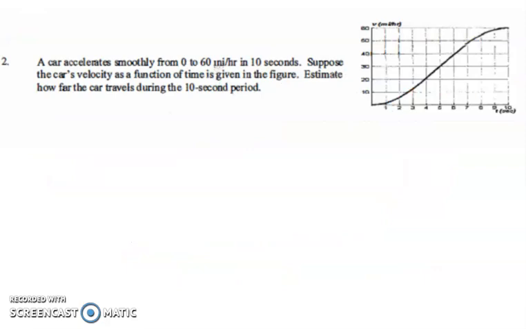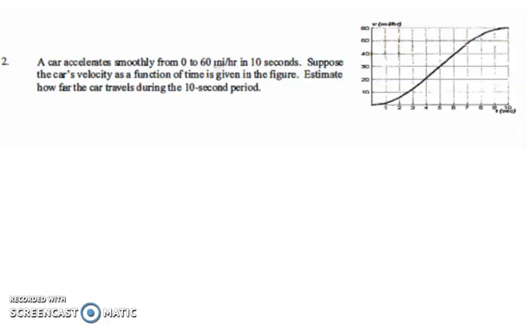For problem 2, we're told that this car accelerates from 0 to 60 in just 10 seconds. The 0 to 60 is in miles per hour, and of course our units for time are in seconds, so we already have a units mismatch. Suppose that the car's velocity is given. We want to estimate how far the car travels during a 10-second time period. What you need to do is deal with the units, and I would probably do that first.